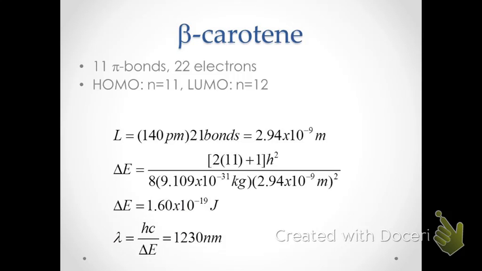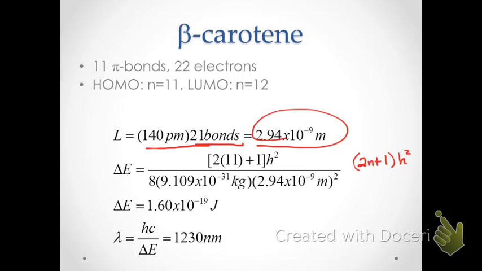So we go through the process we did before. We figure out the length of the box. There were 21 bonds, if you remember, as we counted. So we multiply 140 by 21 to get the length of our box. And then we plug it into the equation. In this case, we're using the equation for the difference in energy between adjacent levels as being 2n plus 1. Let me just write that out here so it's very clear to you which equation we're using. It will give us the same result as before.